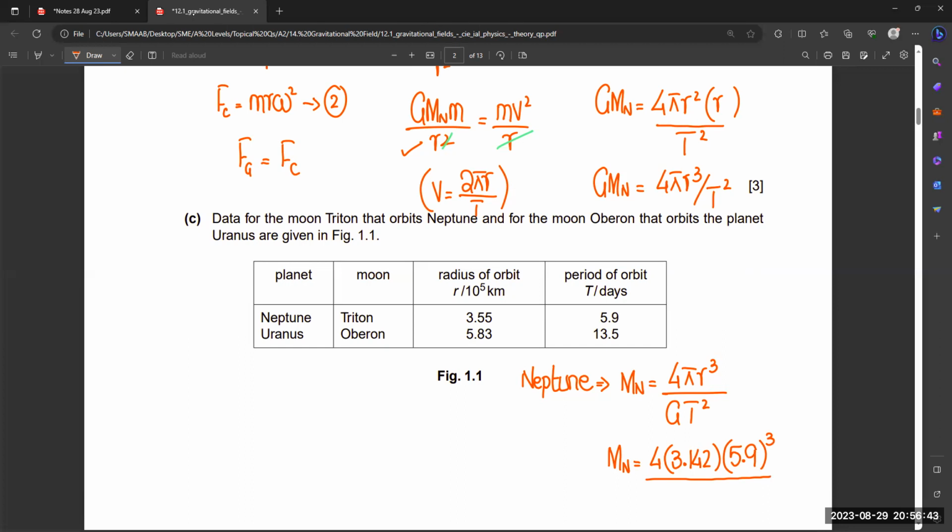And the value of capital G is constant, that will also be given in your data book. Well, why did you write 5.9? Shouldn't it be 3.5? Okay, sorry, that is for the time period. This is the value of time. So it is 3.55 cubed, then 6.67 exponent minus 11. Then we need to write 5.9.